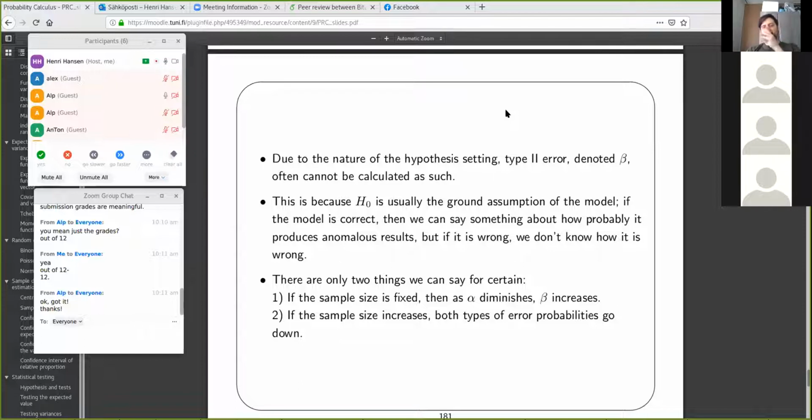So there are two things that we can say for sure. We can say that if the sample size is fixed, then decreasing one of these types of errors will increase the other type of error. So if you want to make sure you have no possibility of false positives, then you cannot say anything about how probable false negatives are, and vice versa. If you increase the sample size, both types of error probabilities do go down. Well, it doesn't mean that they go down towards zero.